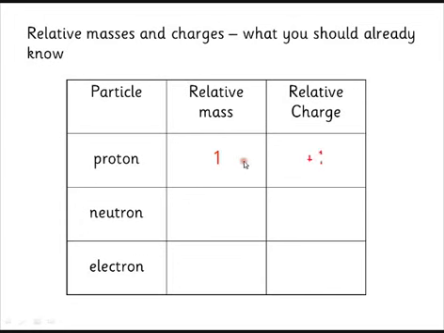Relative mass of a proton is 1. Relative charge is 1. We just write +1 just to remind ourselves it's positive.